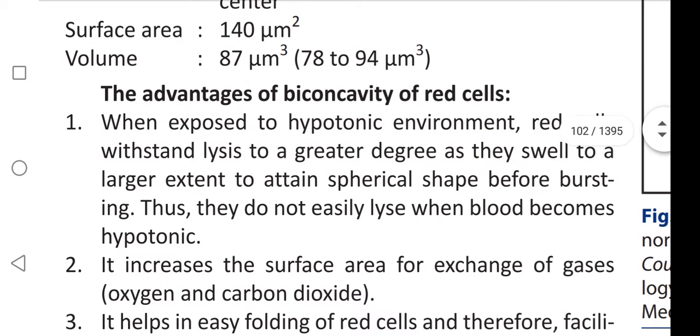And the advantages of biconcavity of red cells. When exposed to a hypotonic environment, red cells withstand lysis to a greater degree as they swell to a larger extent to attain spherical shape before bursting. Thus, they don't easily lyse when blood becomes hypotonic.